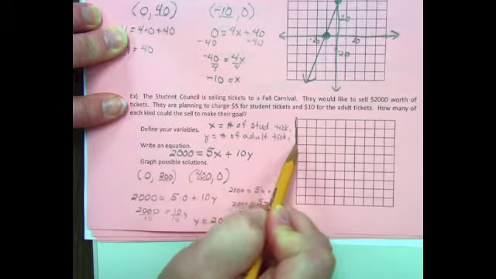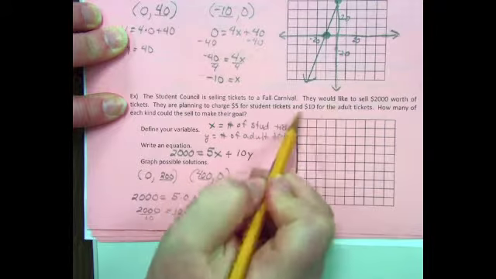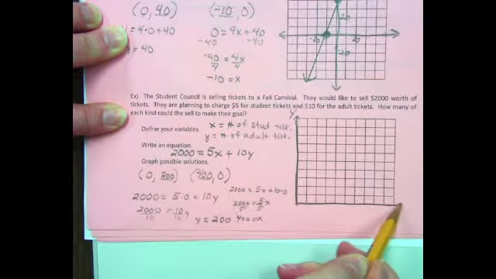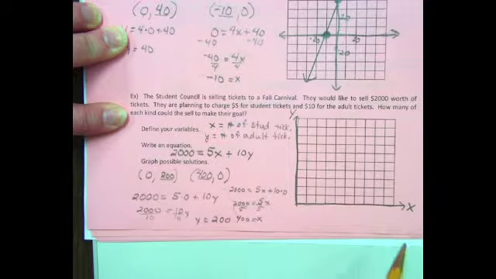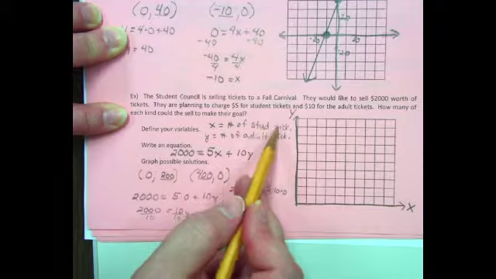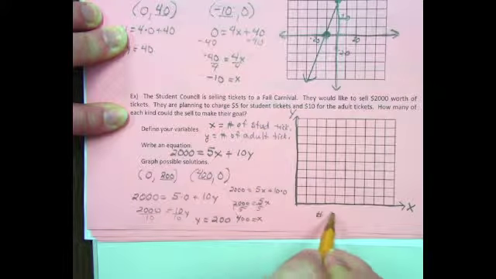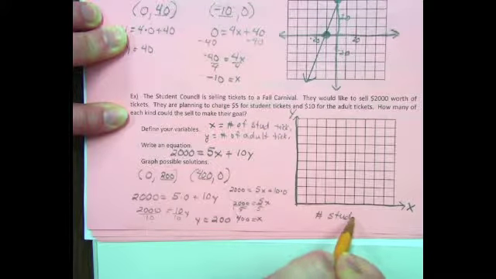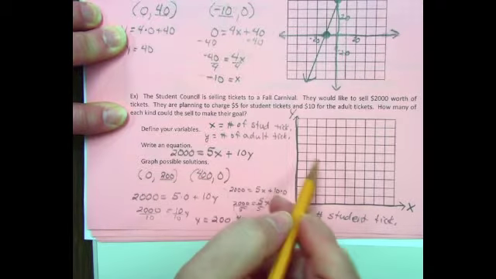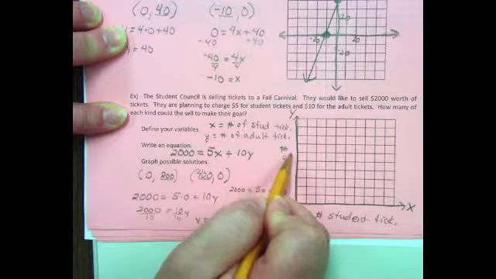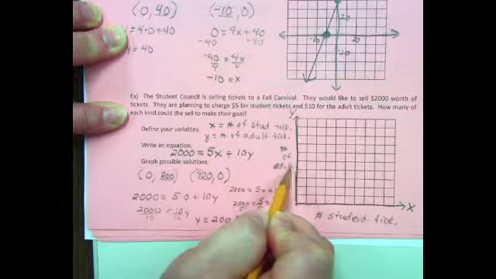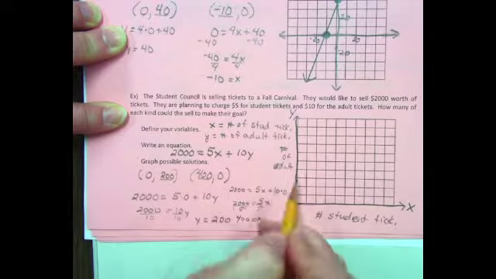So right here is going to be my y-axis. Right here is going to be the x-axis. Now x, we'll go back here, it stood for the number of student tickets. So this is the number of student tickets. And this right here stood for the number of adult tickets.